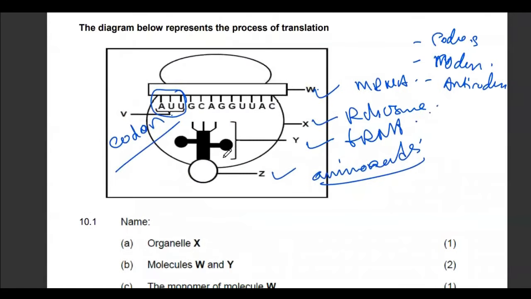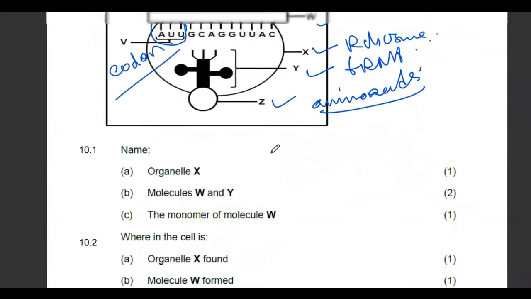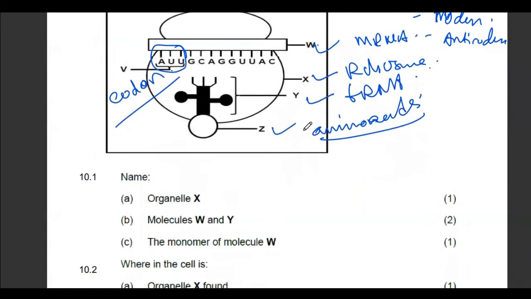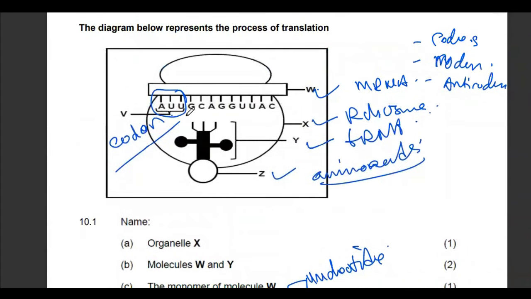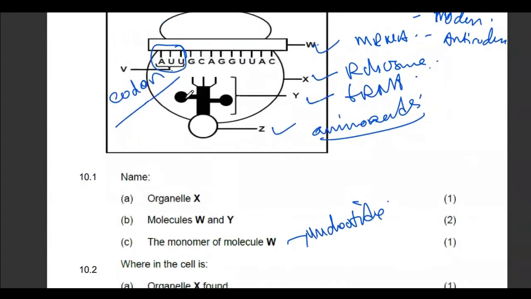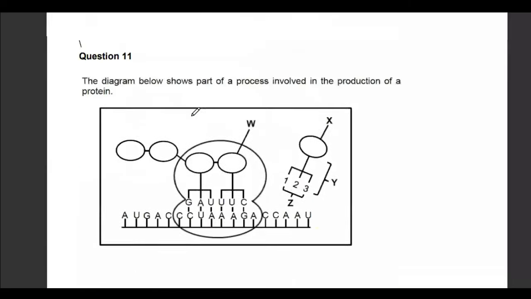Molecule W formed, organelle X, we have seen it, ribosome. Monomer of molecule W, they're saying the monomer. Remember the building blocks, that's what we call the monomer. Therefore, it's going to be the nucleotide. And then molecules W and Y, we have seen it. W is messenger RNA, and Y is the transfer RNA, and then organelle X we have seen, it is a ribosome. So still the same thing.